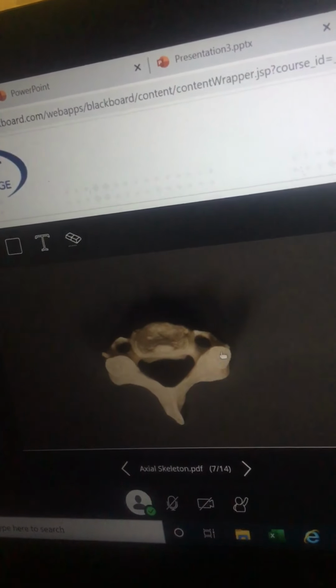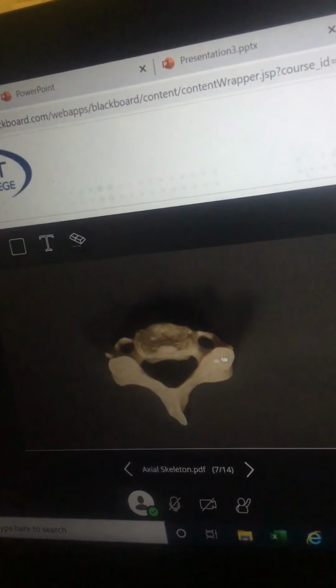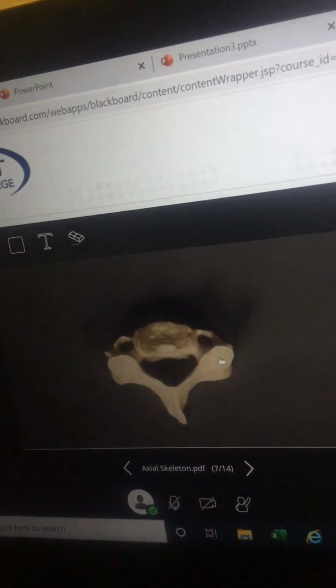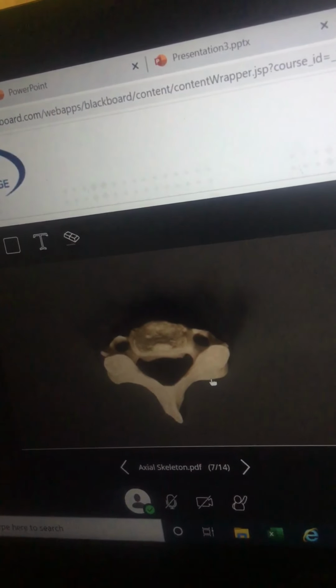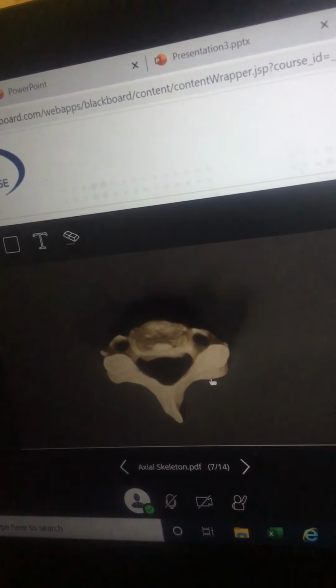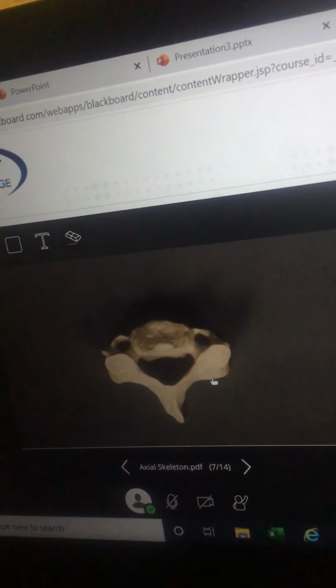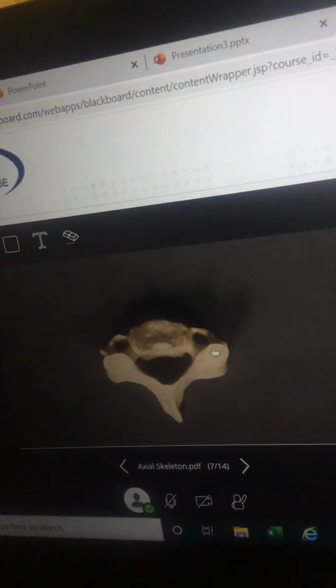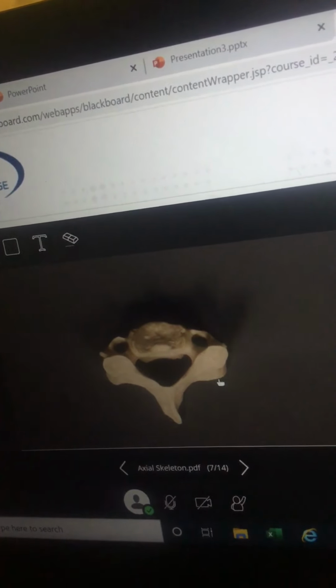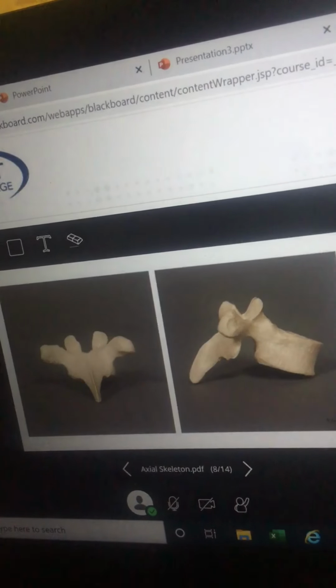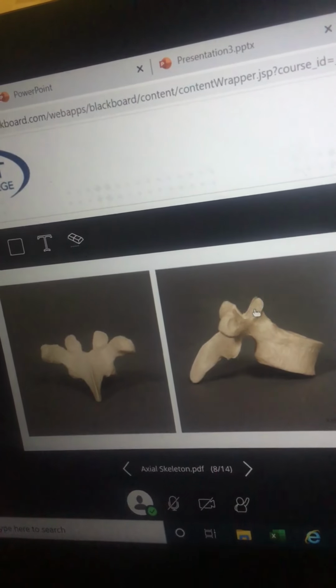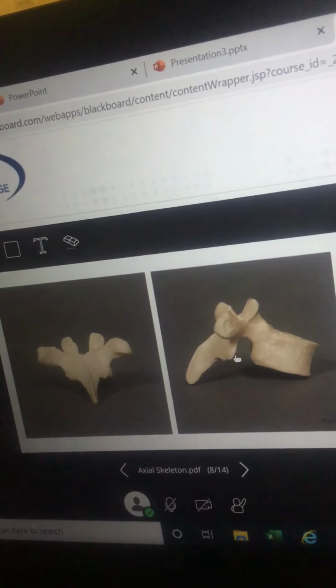Again, on this one, you have superior articular facets. You also have inferior. You just can't see them because we're looking at it from the top. But these are your superior. Inferior would be down here underneath. Again, superior, inferior.